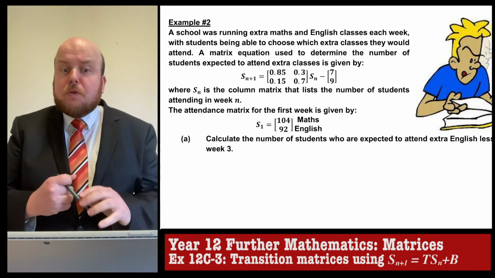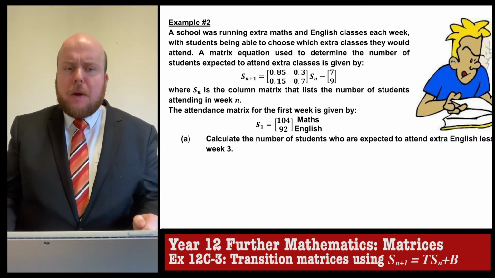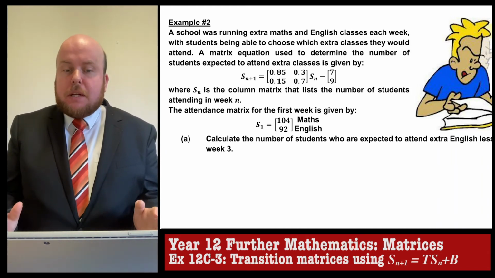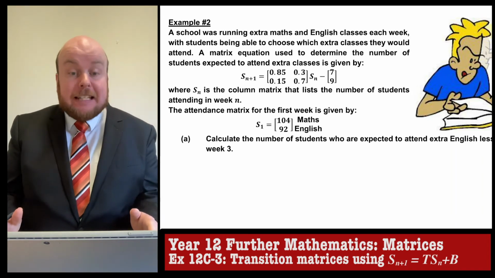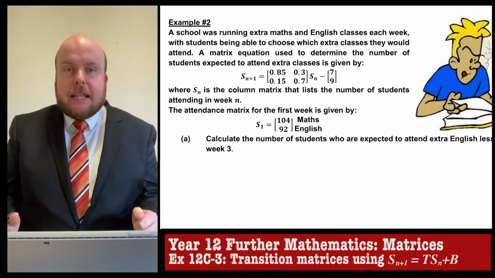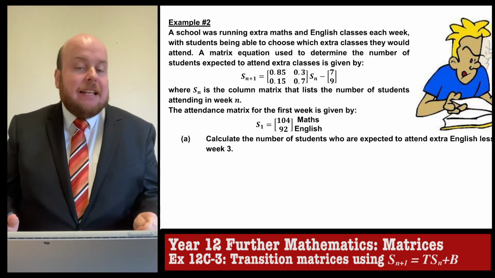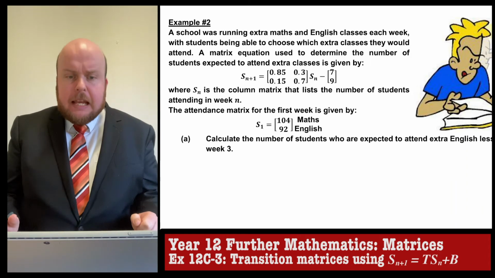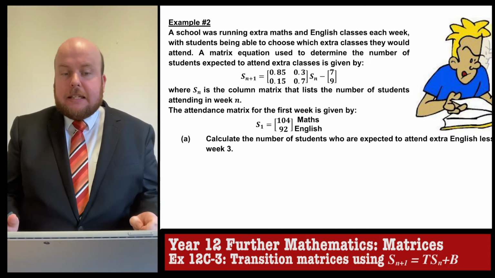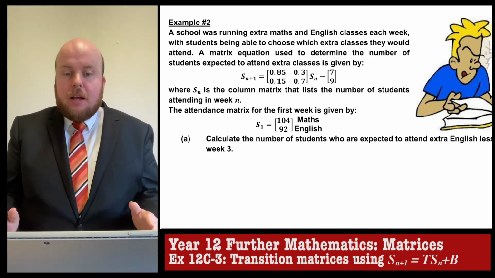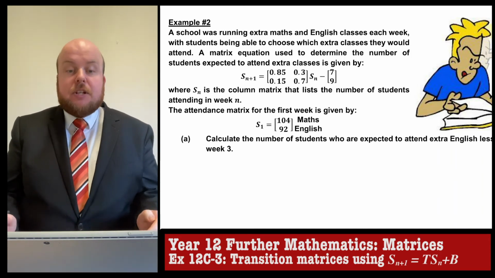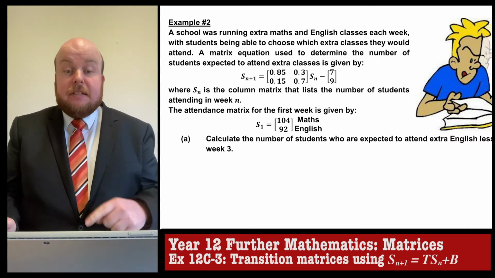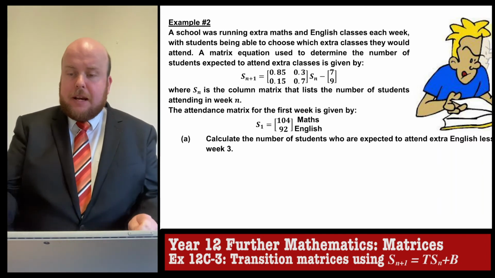Example 2. A school is running extra maths and English classes each week, with students being able to choose which extra classes they would attend. A matrix equation used to determine the number of students expected to attend extra classes is given by that recurrence relation, where Sn is the column matrix that lists the number of students attending in week n. The attendance matrix for the first week is given by S1 equals 104 for maths, 92 for English. Calculate the number of students who are expected to attend extra English lessons in week 3.